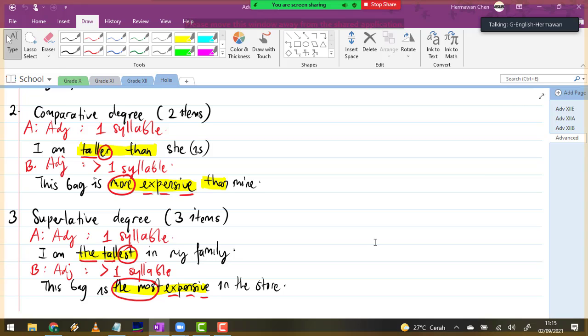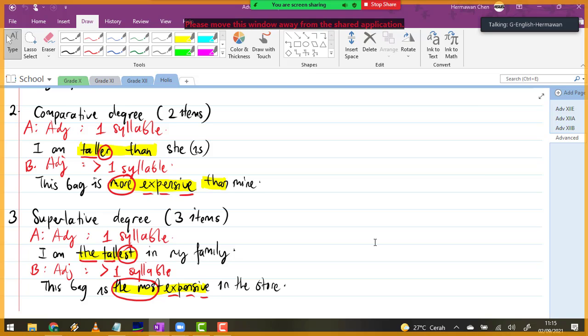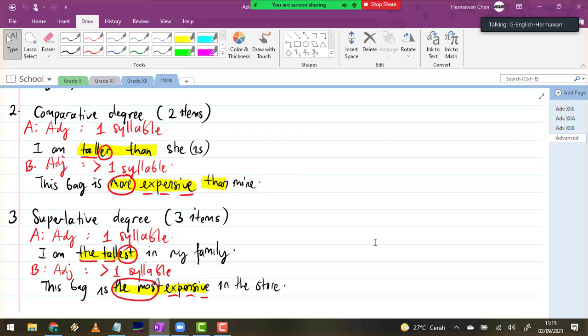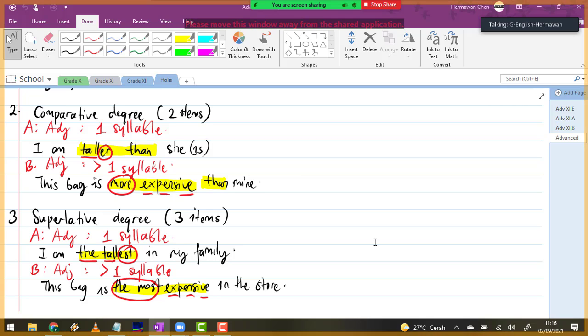But B, this pattern is used if the adjective is more than one syllable. Look at the result. This bag is the most expensive in the store. Expensive is 3 syllables. That's why we use the most. Okay. You cannot use the most with tall because it's 1 syllable. You cannot use est with expensive because it's 3 syllables. That's degree of comparison, the basic level of comparison. Any question, guys?